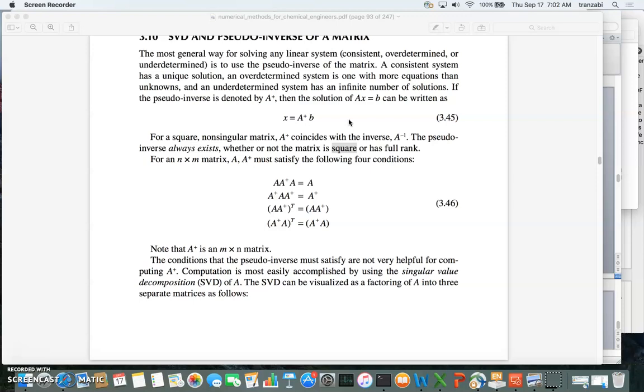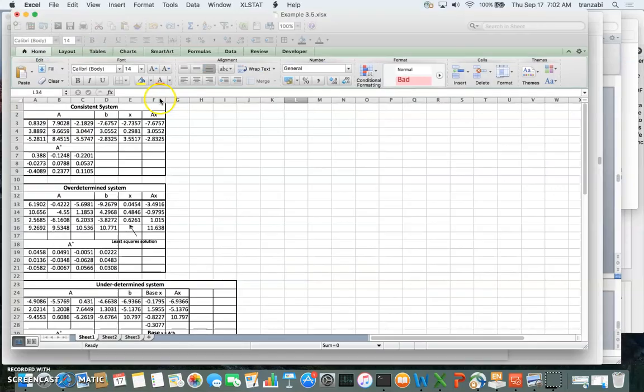So there are 3 cases. The system is well determined, where the number of unknowns is equal to the number of equations. The system is overdetermined, in which we have more equations than unknowns. And the system is underdetermined, where we have fewer equations than unknowns. You're going to see all these 3 cases in example 3.5.